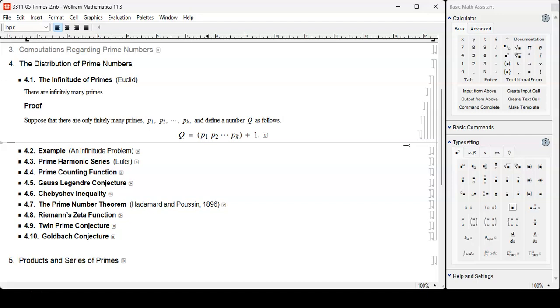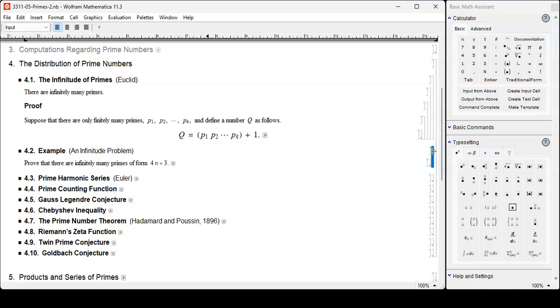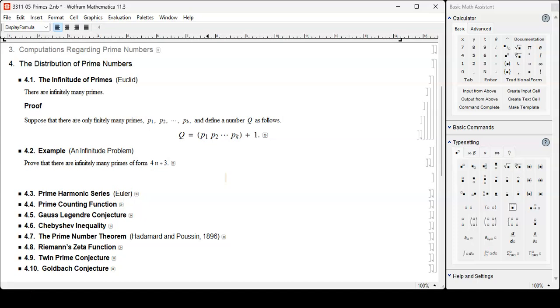Let's go half a step further. Not even one step, half a step. Let's prove that there are infinitely many primes of the form 4n plus 3. 4n plus 3, what is so special about this 4n plus 3? Well, if I select a positive integer k, this integer will be congruent to either 0, 1, 2, or 3 modulo 4.